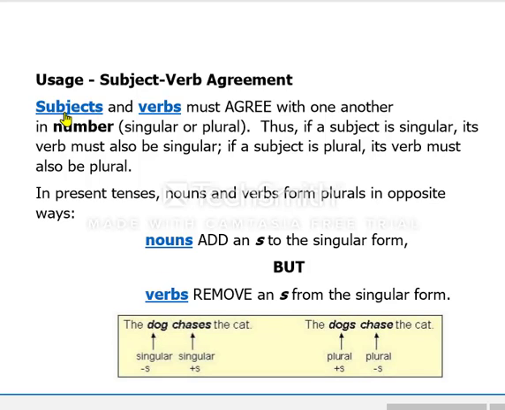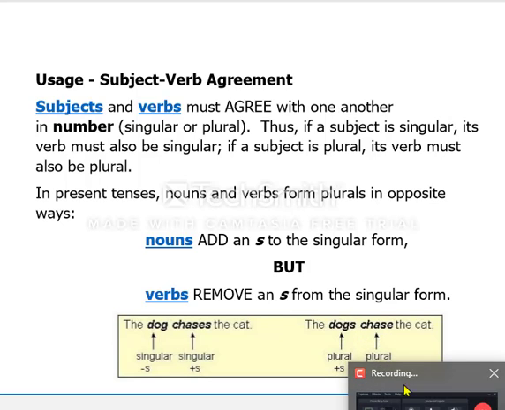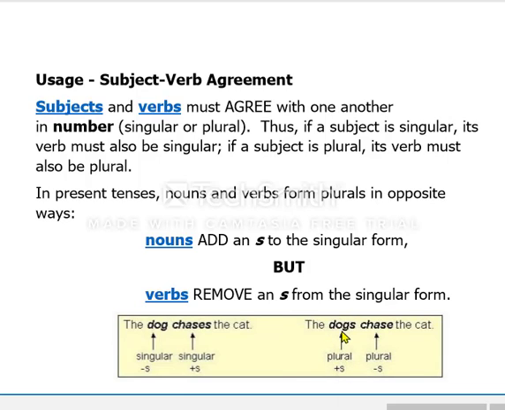And in the other sentence, put your attention on the movement of the cursor. The dogs chase the cat. Now the dogs, this is the noun, and the noun has been changed into plural form, and the verb has also been changed into plural form. S is added to the noun dog, and the s is subtracted from the verb. So the subject and the verb are agreeing with one another.